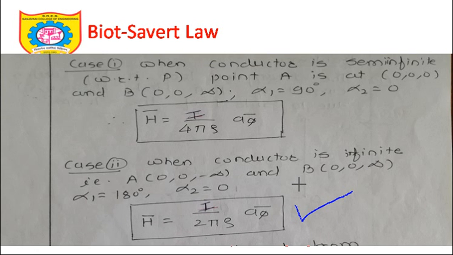So these are two special cases of dH bar. Sometimes in the examination this question can be asked: find H bar due to a finite current carrying conductor, and what will be the equation for H bar, that is magnetic field intensity, if it is an infinite current distribution. So either of these two cases you can solve.